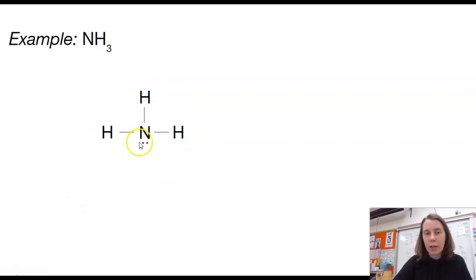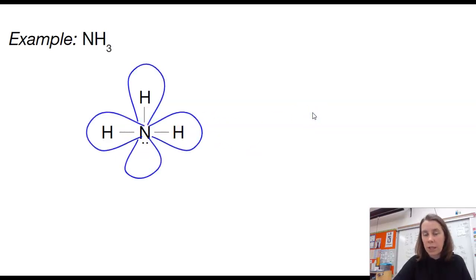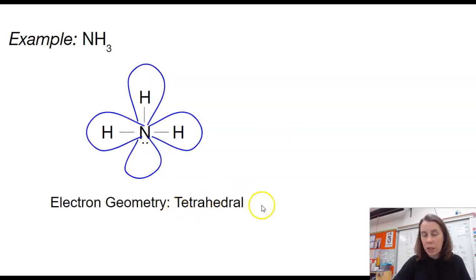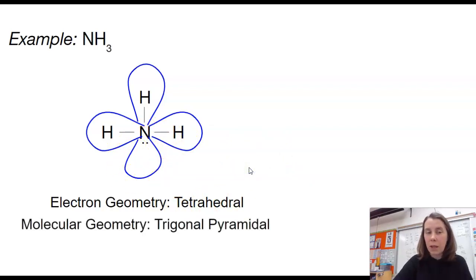Right, NH3. Here we have 3 hydrogens bonded to a nitrogen, and then we have a lone pair on the nitrogen too to complete its octet. All right, so that gives us 4 electron groups. So our electron geometry will be tetrahedral, but because we can't see one of those groups, that means our molecular geometry will be trigonal pyramidal, right? So this is the one that's not flat because it's got that lone pair on it.